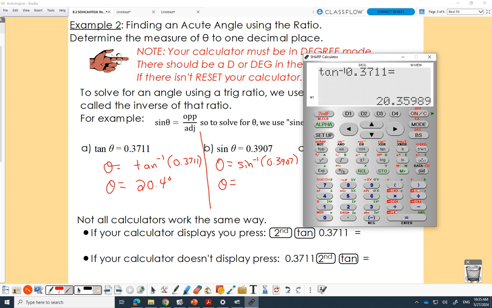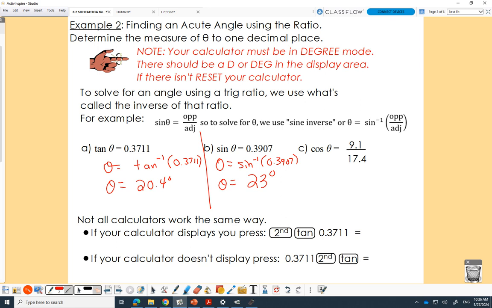So I hit sine inverse 0.3907, and I get 22.998. Oh, that's nice. Obviously, they did 23 degrees. Yes? That is rounded to 1 decimal place, actually, friends. Did you get 23 degrees? Totally fine. Yes? But you want tan inverse. We've been doing tan inverse. So you want to do shift tan and then enter the 0.3711.